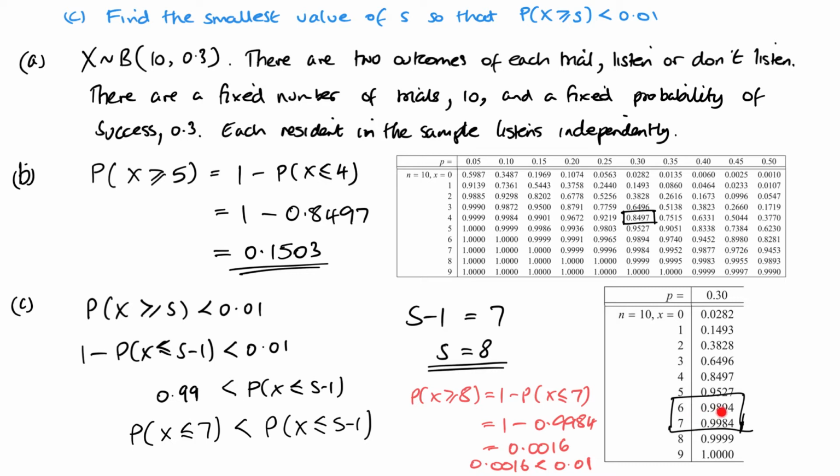If I'd taken this value, I've got 1 minus 0.9894, and that would give me 0.0106, which is just bigger than what we wanted. Okay, hopefully that was easy enough for you guys to follow. Not the only way to set it out, but that is what I am looking at. I think that makes the most sense here.